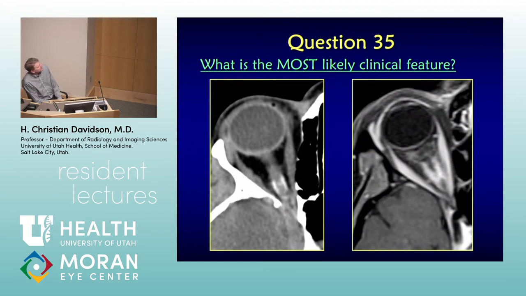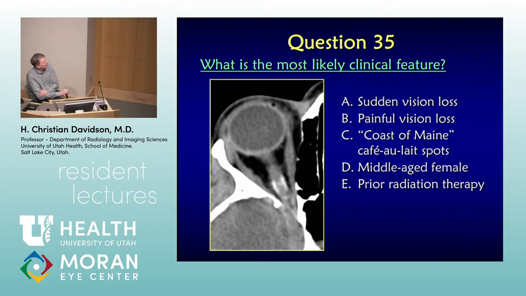35, you have a CT and an MR. What is the most likely clinical feature that would accompany the presentation of this patient's imaging? And your options are sudden vision loss, painful vision loss, coast of Maine, café au lait spots, middle-aged female, history of prior radiation therapy.